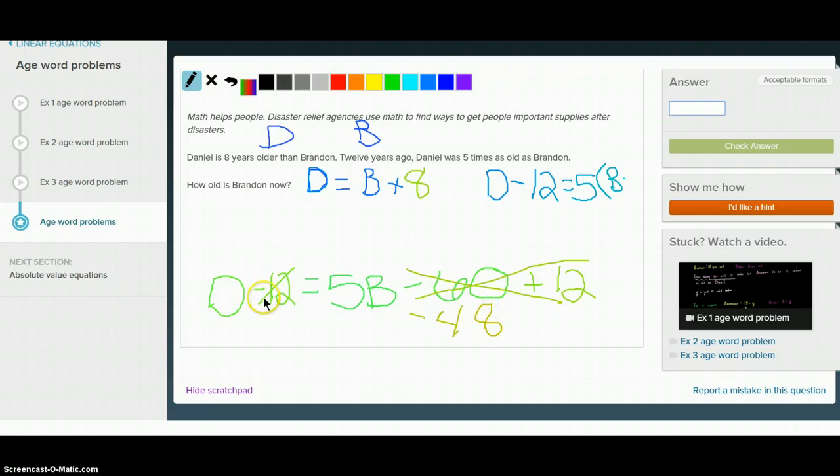Alright, now we also have this other expression over here, D equals B plus 8. So we can bring this D and this D, they're the same thing, so instead of putting this D down here, we can replace this D with B plus 8. So we would have B plus 8, and that is going to equal this 5B minus 48.